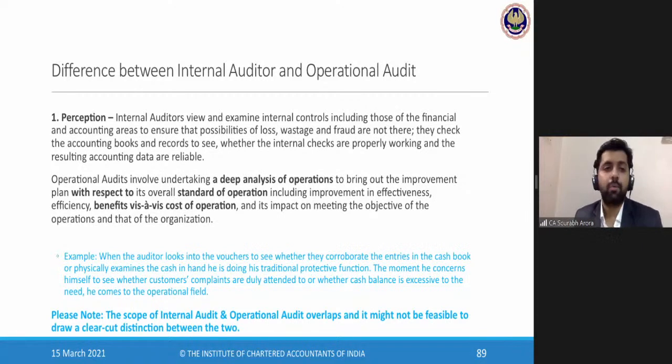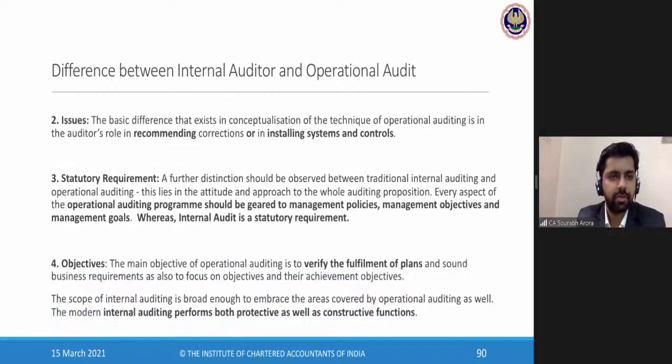So it depends upon the depth of the analysis. Operational audit deals with a deep analysis of a particular operation. So when an internal auditor conducts a deep analysis of some operation, he becomes an operational auditor. So there is no clear-cut line defining the distinction between internal audit and operational audit. They might overlap, and it might not be feasible to have that clear-cut distinction.